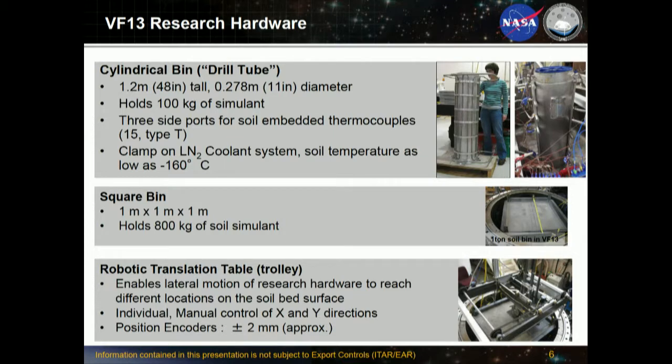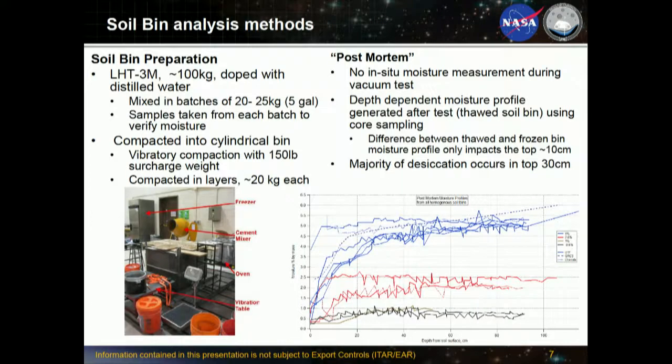Also available for use, we do have a square bin. It's a meter cubed, so it can hold 800 kilograms of simulant. It's not chilled, but this is available for other types of testing. And then all the hardware in the chamber, that's the drilling hardware and the like, can be mounted to a robotic translator so that we can access various points in the chamber so that we can make use of one pump down and get multiple drill holes. We've been able to do, I think, 4 to as many as 6 holes per test with one soil bin.